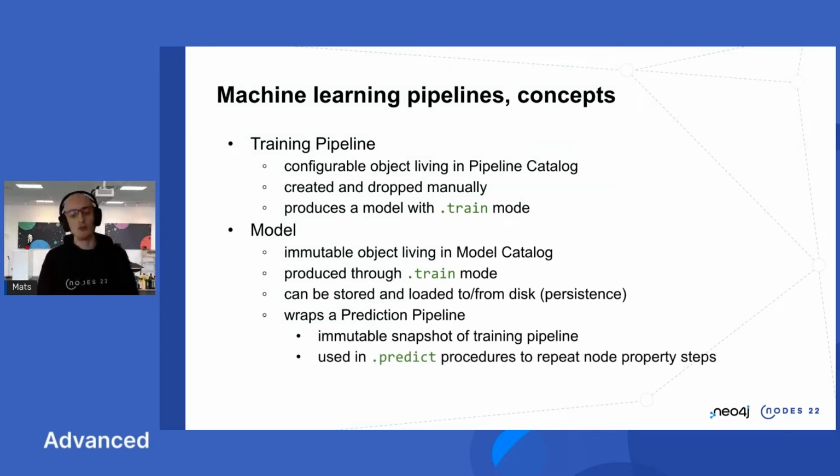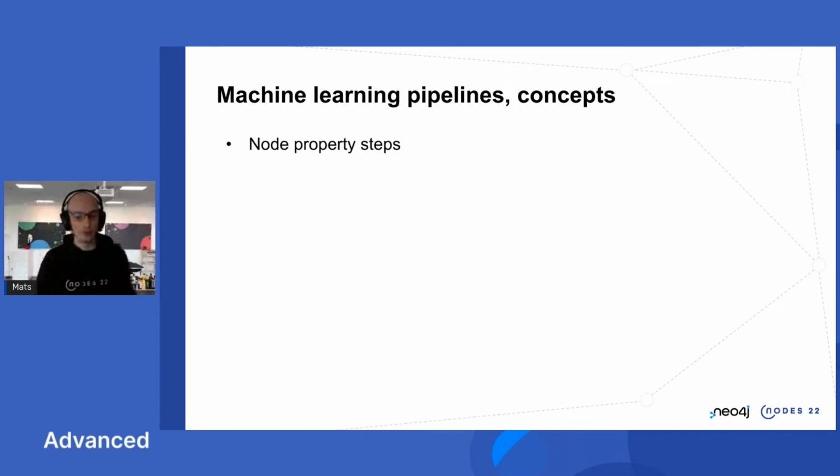Why is this useful? It's used when we do predictions. So when we have a model, we're not done. The model is a stepping stone for doing predictions. And when we can do predictions, then we get some value, if the predictions are good, of course. And so in order to repeat the node property steps of the pipeline, we will have to have a reference to what the training pipeline looked like when the model was trained. So what are node property steps? Node property steps are algorithms that produce node features. Could be embeddings, for example. It's a very typical use, but it could be other algorithms too.